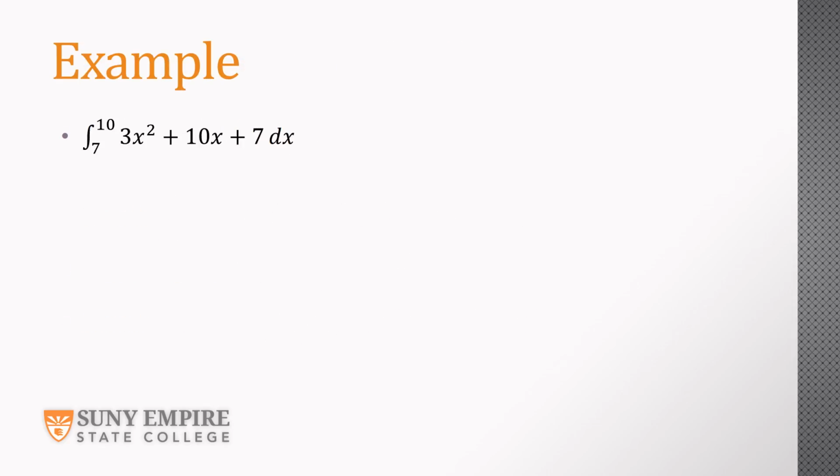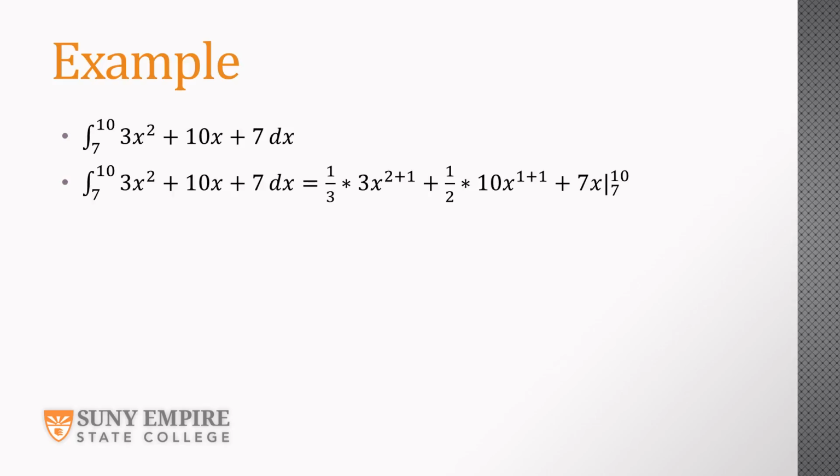Suppose we want to find the integral from 7 to 10 of the function 3x squared plus 10x plus 7 with respect to x. Using the rule we developed, we have 1 over 3 multiplied by 3x to the 2 plus 1, plus 1/2 multiplied by 10x to the 1 plus 1, plus 7x evaluated from 7 to 10. Simplifying, we have x to the third plus 5x squared plus 7x evaluated from 7 to 10.